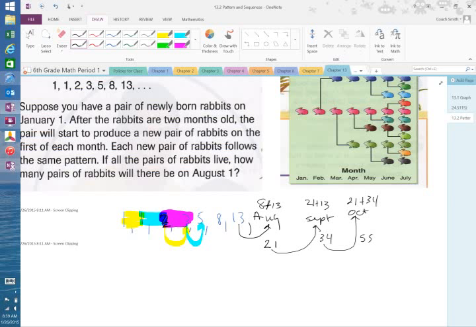Alright, so that pattern, not a real easy pattern to understand, but basically you're just adding the previous 2 numbers. So Fibonacci sequence is basically to figure out the next number, you add the 2 previous numbers. Okay? And so that's what his sequence was.